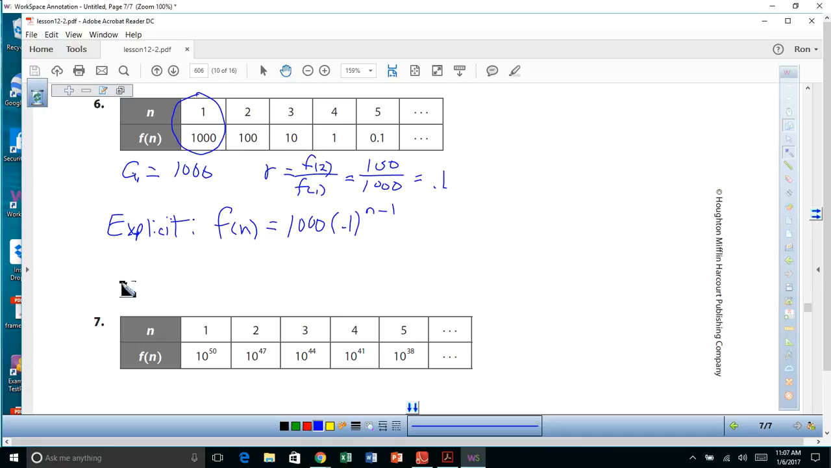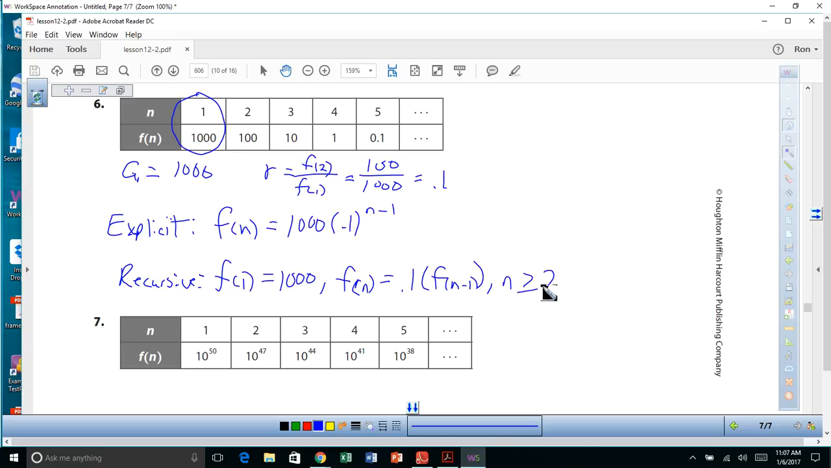All right. The recursive formula would be f of 1, which is 1,000, and then f of n would be 0.1 times f of n minus 1, for n is greater than or equal to 2. Notice the difference in those.